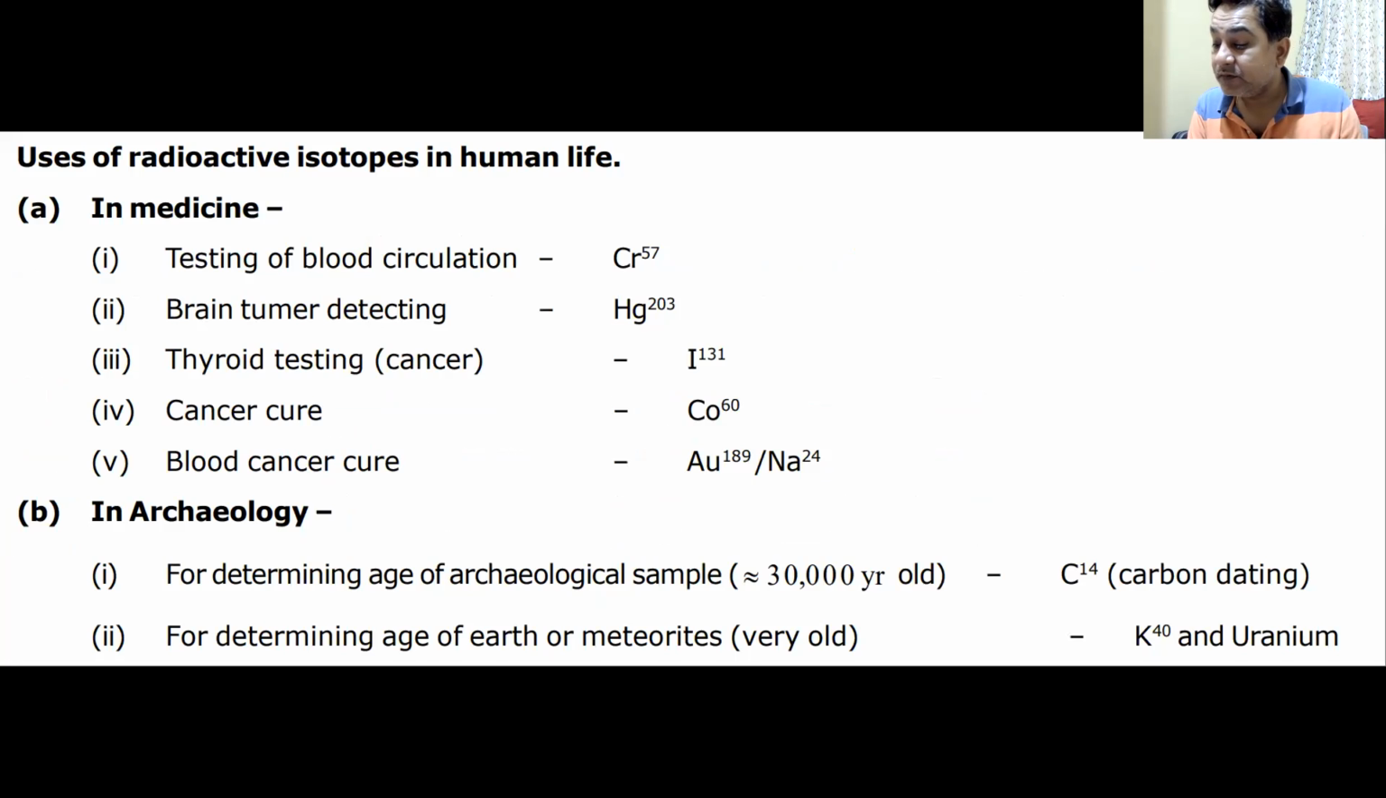What are the radioactive isotopes in human life? What are the uses in medicine? That is what you are going to use: testing of blood circulation, brain tumor, thyroid testing, cancer cure, and blood cancer cure.